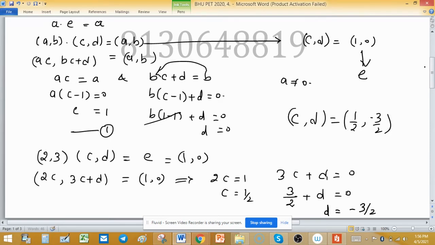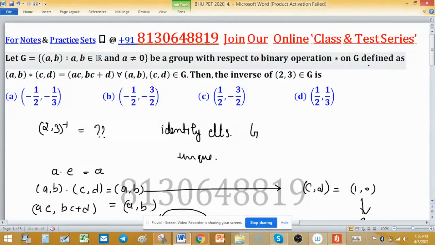Now check which option is giving (half, minus 3 by 2). Option C is the same. So option C is the correct answer.